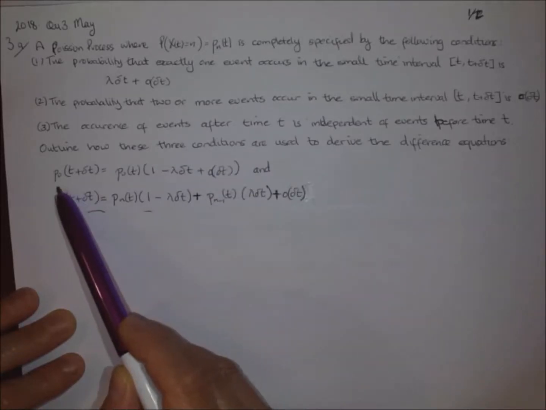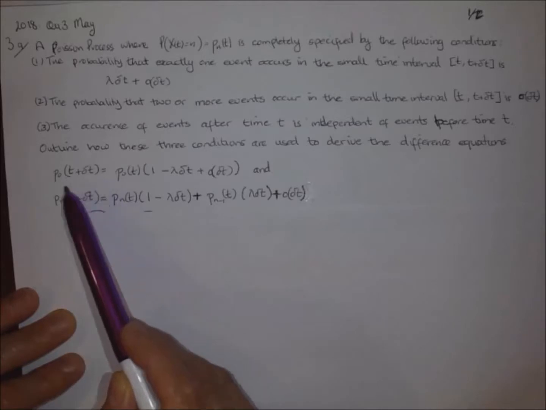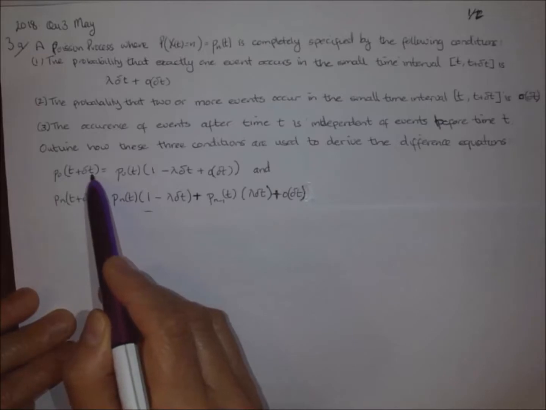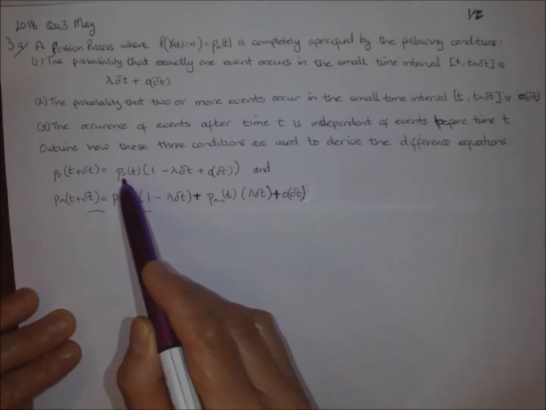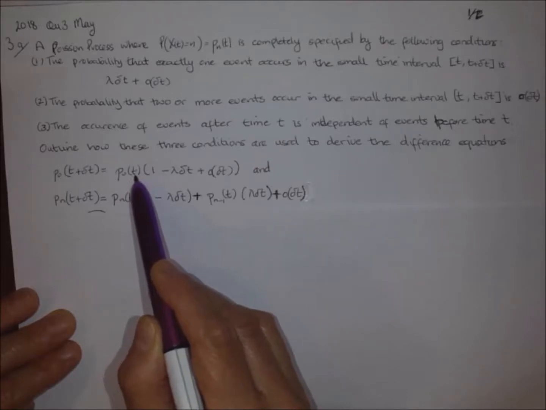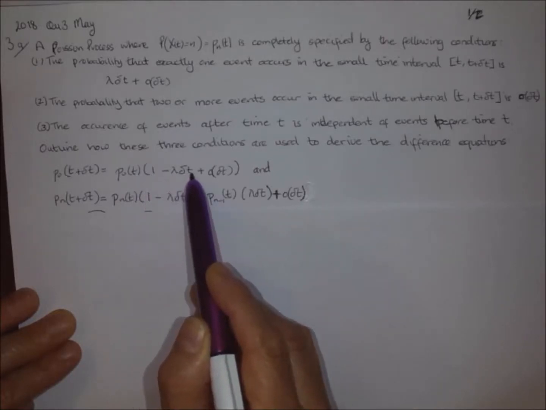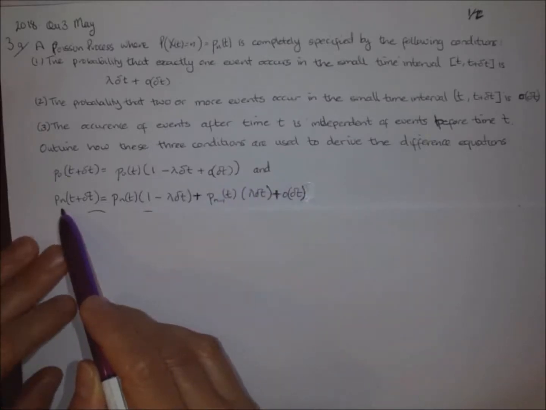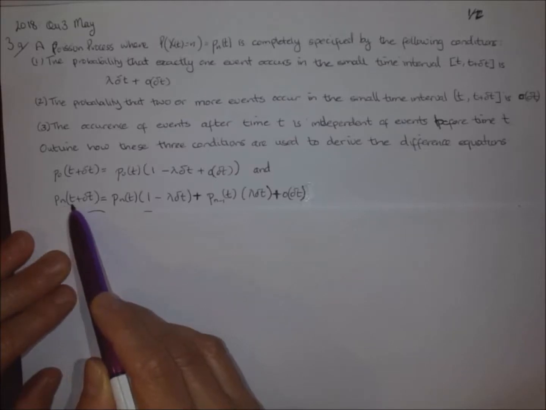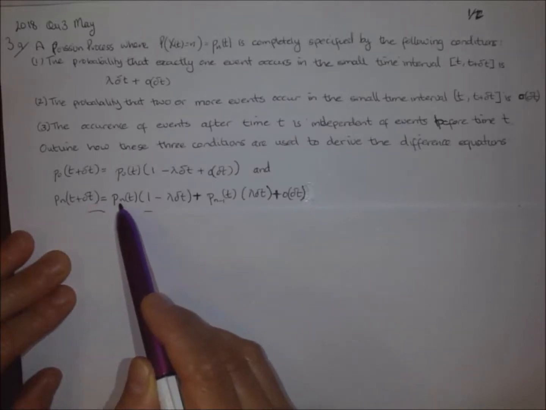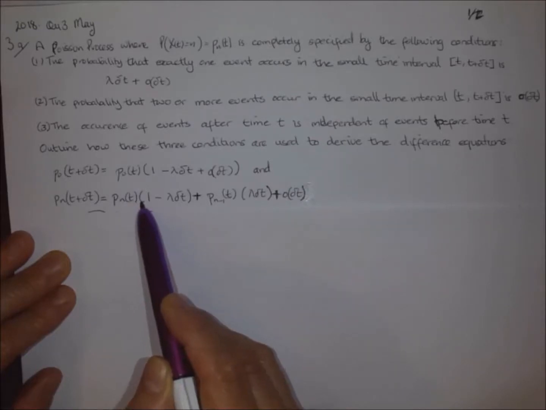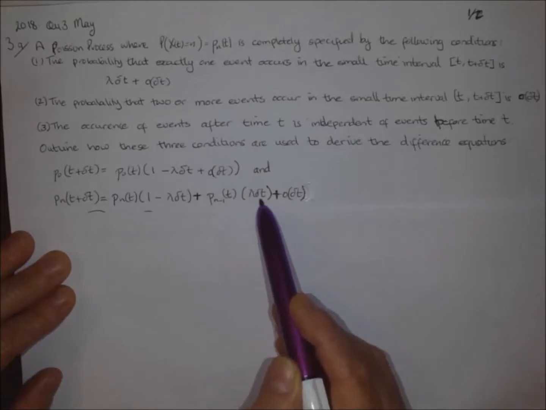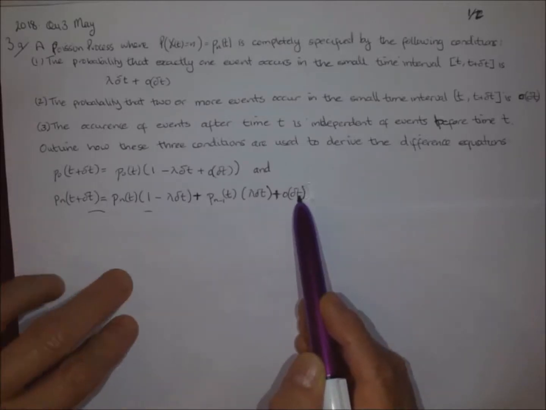So the first difference equation is P0(t plus delta t). This means the probability that no events will happen by time t plus delta t is equal to the probability that no events happen by time t multiplied by 1 minus lambda delta t plus little o(delta t). And the second difference equation, the probability that n events happen by time t plus delta t is equal to the probability that n events happen by time t multiplied by 1 minus lambda delta t, plus Pn minus 1 of t times lambda delta t plus little o(delta t).